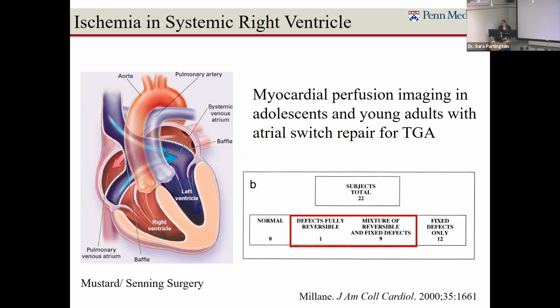And this is a series looking at nuclear myocardial perfusion imaging in patients who've had a Mustard repair. And you can see that almost all of these, actually all of these patients had abnormal perfusion imaging.